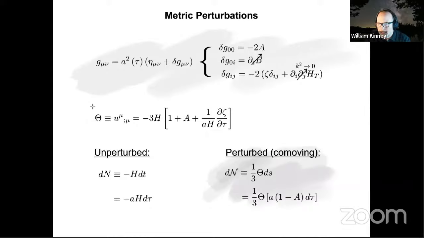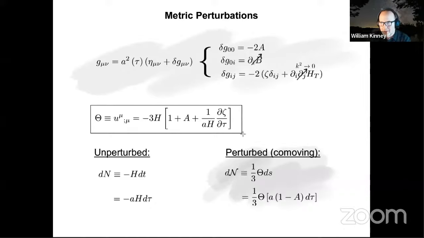Okay, so essentially this is the analog of the Hubble parameter in an inhomogeneous space that is linearly perturbed from a homogeneous background. And it's first order in those perturbations, so we can calculate the divergence of the four-velocity in that.